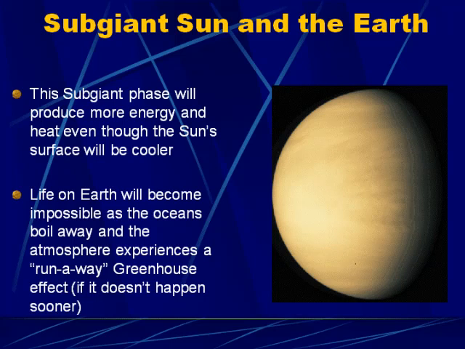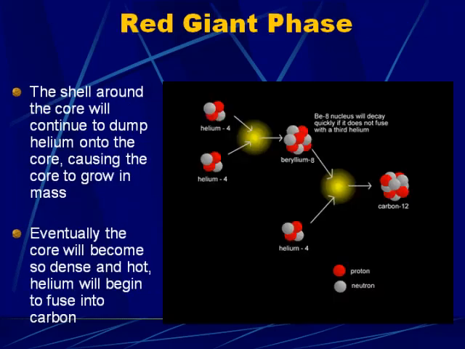Now, the subgiant phase of the sun is going to mean doom for the Earth. Even before the sun becomes a subgiant, life on Earth will basically have ended. The oceans will have boiled away because the sun is always getting brighter. At this point, when the sun reaches a subgiant phase, the Earth is going to be so heated that its atmosphere will simply boil away into space.